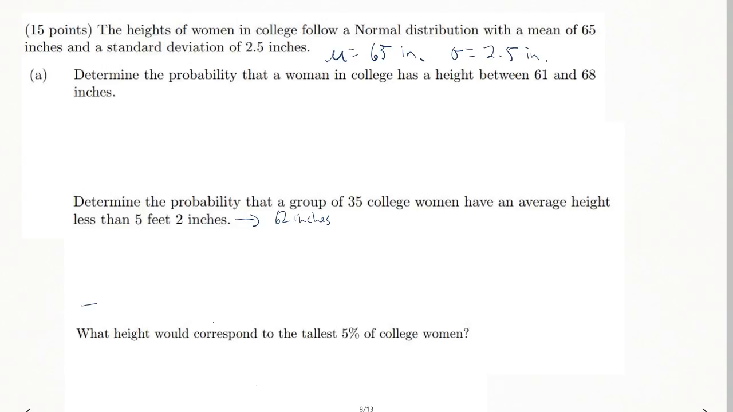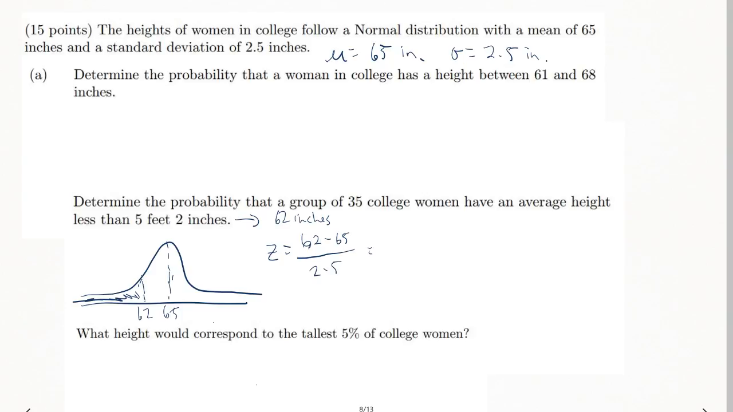Okay, so when we take a look at this, if you had 65 sitting right here, and then we have 62 going right there, we're shading in that area. And then, as I said before, I like z-scores personally. So if I take 62 minus 65 and divide by 2.5, what do we get? I think that's negative 1.2.